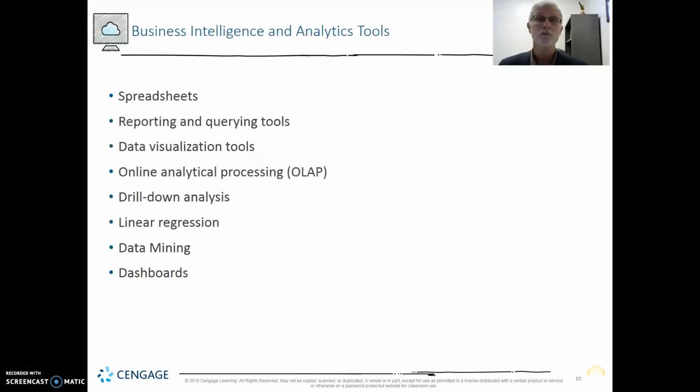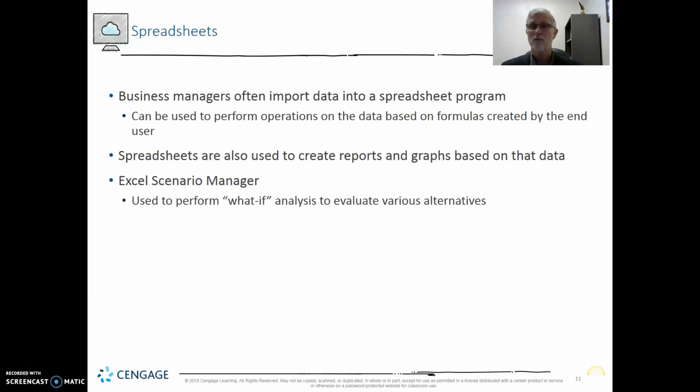Now, there are several tools out there. You've got spreadsheets, reporting and querying tools, data visualization tools, online tools, and a couple of different types of analysis: drill down, peeling back the layers of the onion, and linear regression. How does all the data we collect trend? Is it going up, going down? So different types of tools. Now, spreadsheets: we've all used Excel, so we understand how you can report graphs and charts and be able to see what happens.